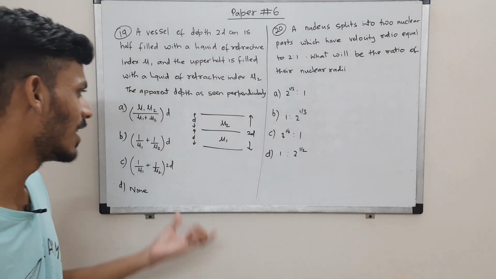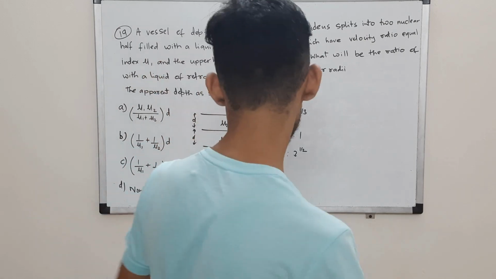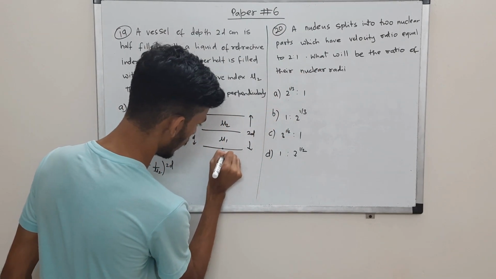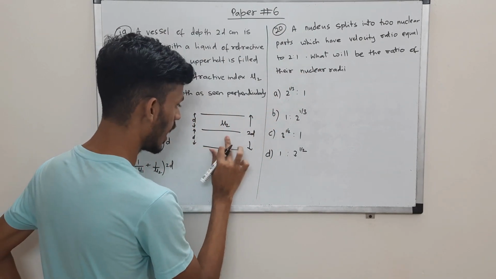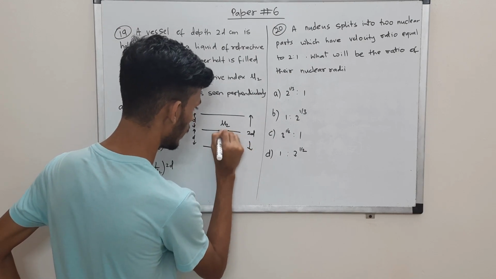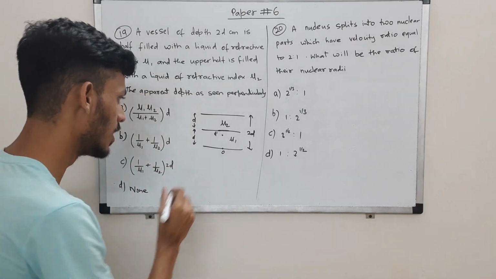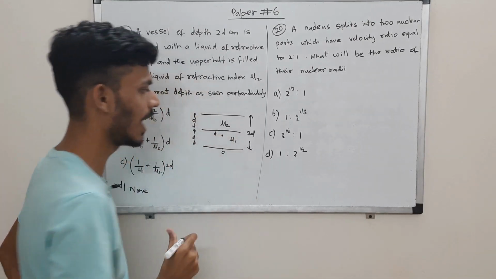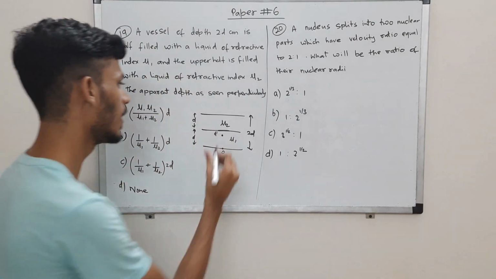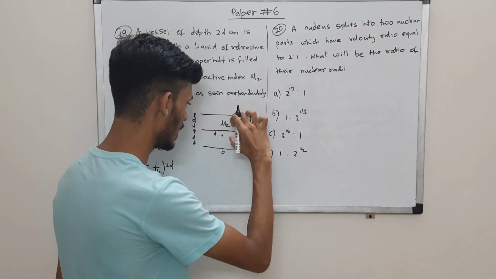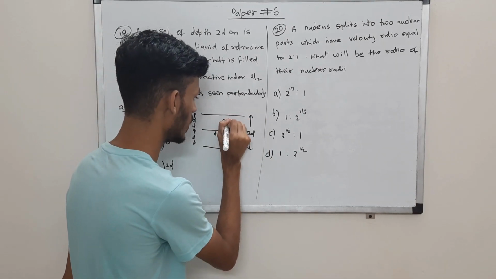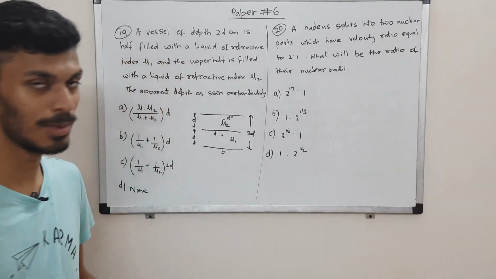Actually there is a small derivation behind this. You are just supposed to take 1.0 over here. Find the apparent depth at this surface first, and suppose you find it as d dash. Now this image will act as the object for mu2. So again you'll take this as the real depth, and the apparent depth somewhere over here, d double dash, will be the net one.